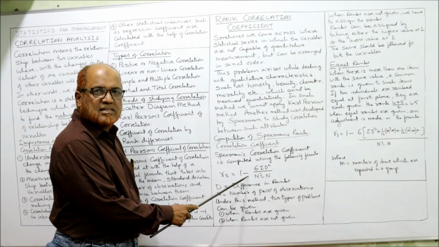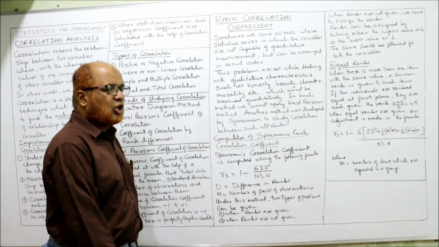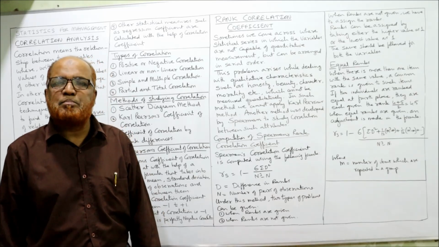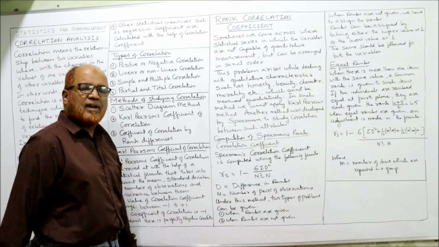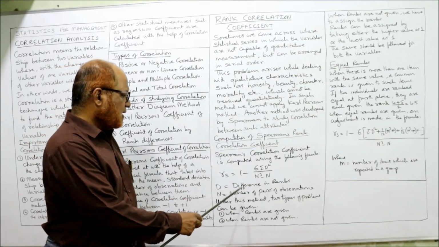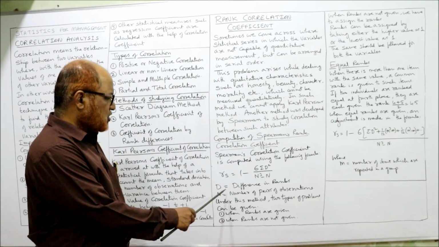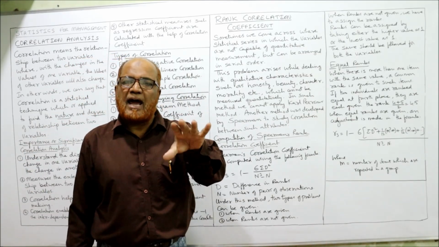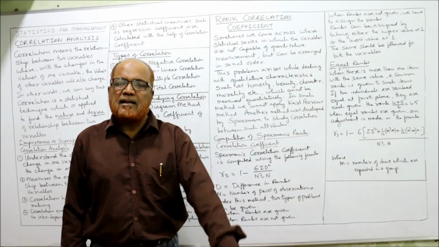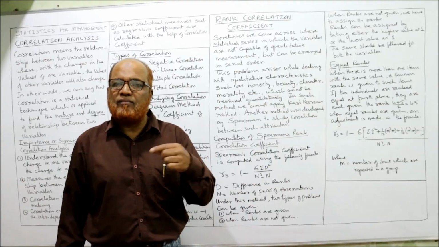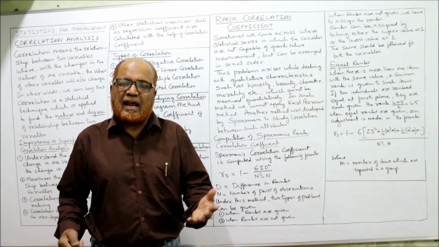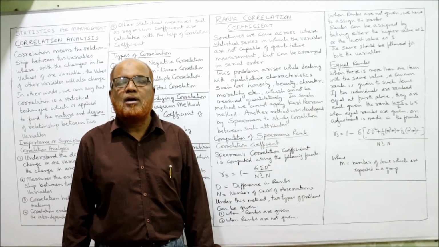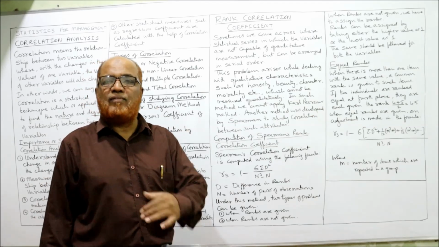Rs is equal to 1 minus 6 summation d square by n cube minus n. This is the formula to calculate the correlation coefficient by Spearman's method. D is the difference between the ranks, and n stands for the number of pairs of observations. Under this method, two types of problems will arise. The first type is where ranks are given, and the second type is where ranks are not given and we have to assign the ranks. If ranks are given, we can easily calculate Spearman's rank correlation directly. But sometimes ranks are not given, and we have to assign them.